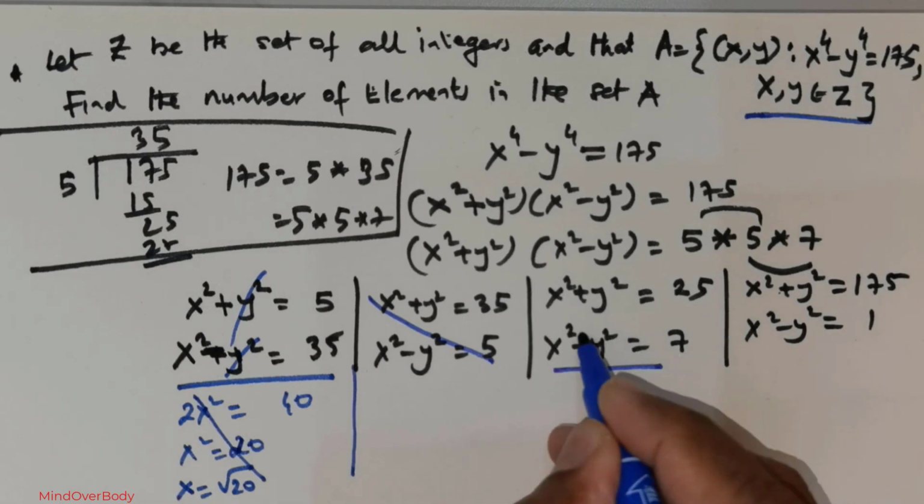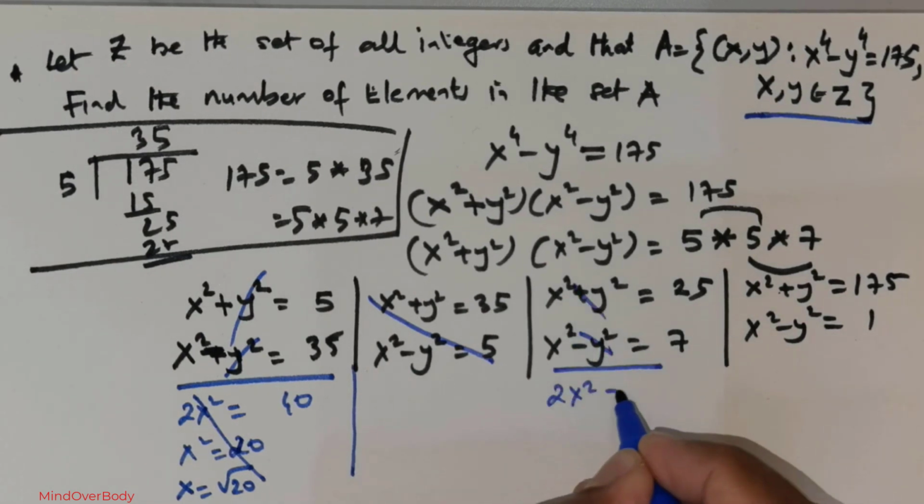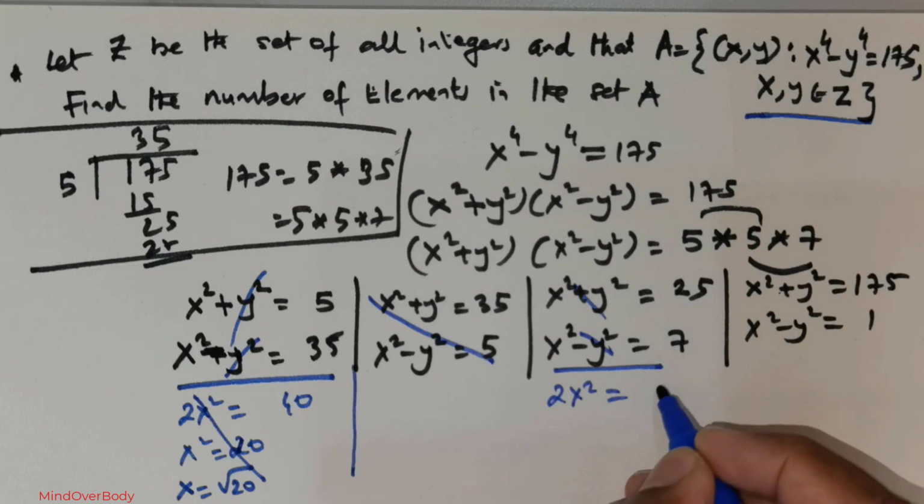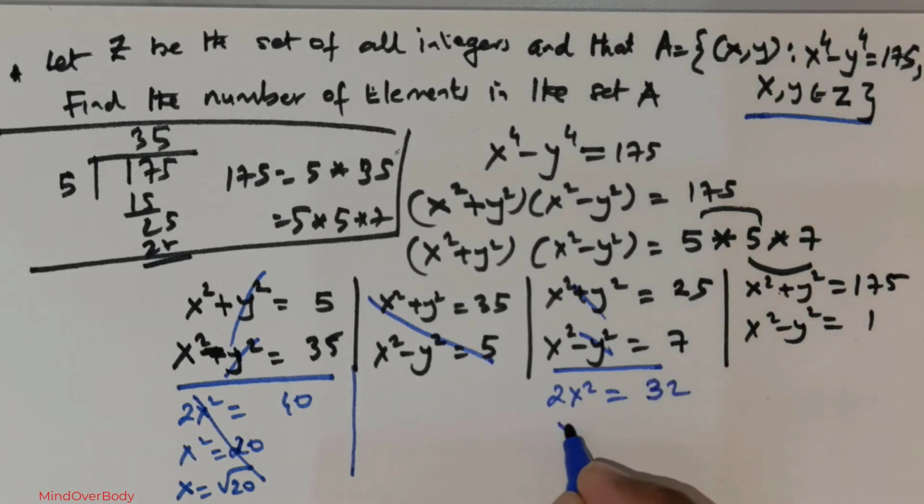Over here, y squared gets cancelled. I get 2 times x squared is equal to 25 added with 7 will give me 32. So x squared is equal to 16. So x is equal to plus 4 and x is equal to minus 4.